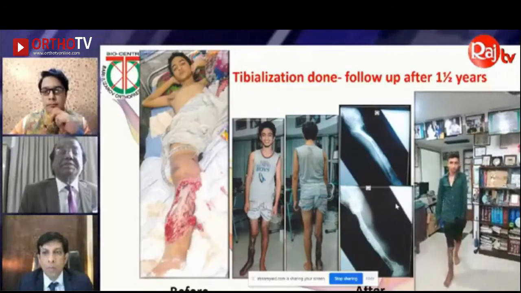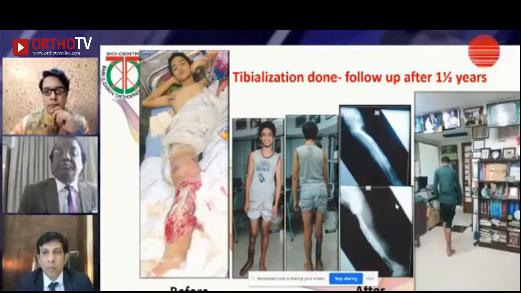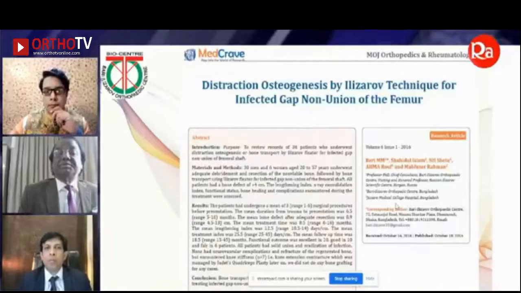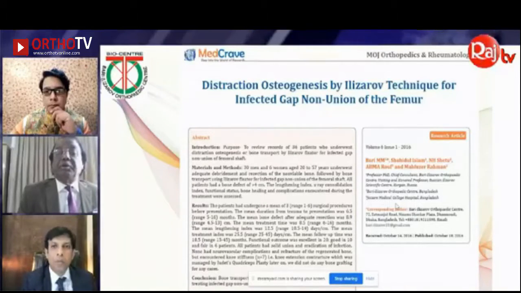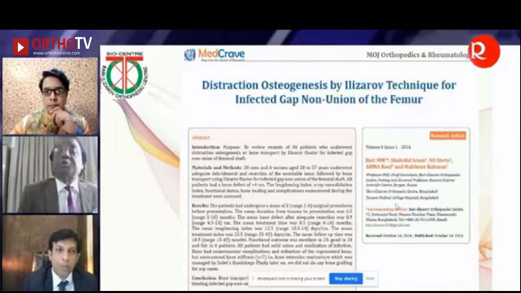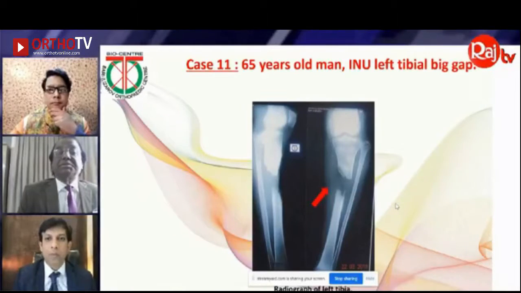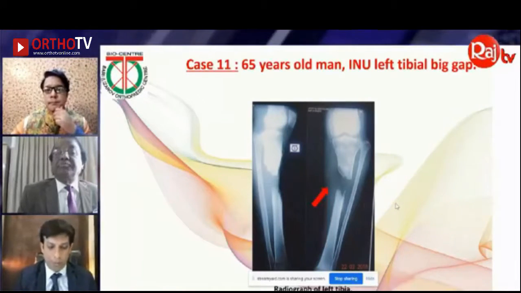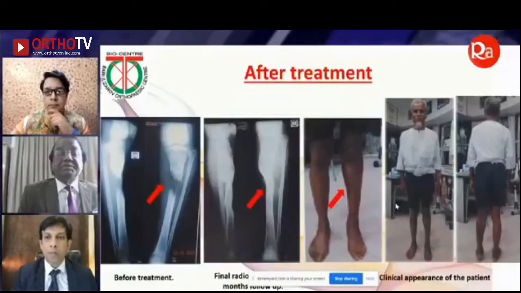You see, a young chap. You can help only with the help of Ilizarov. So this is distraction osteogenesis, infected gap non-union of the femur. I always keep the records, and I have the publications of all the cases. So, a 65-year-old man, infected non-union tibia. Look at this, same case.